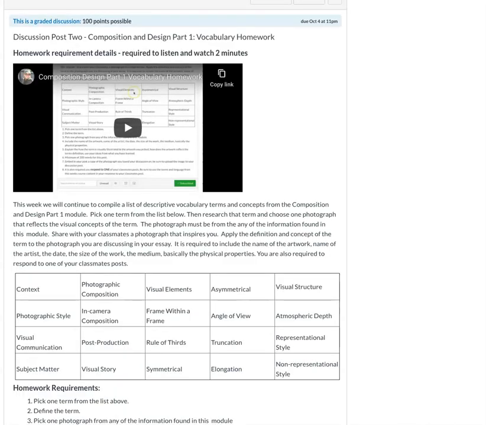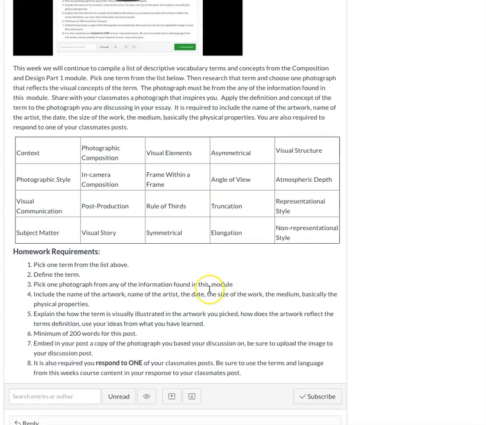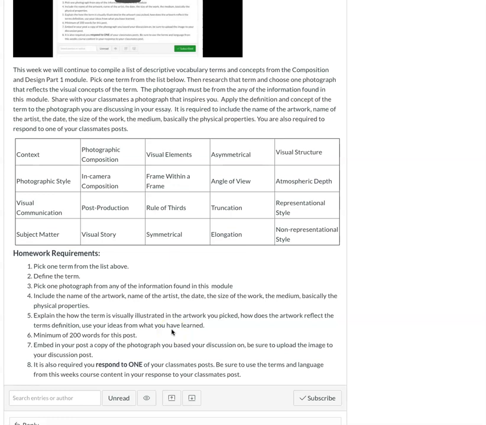And then finally the vocabulary homework for this part 1 of the composition and design learning unit. Again, there's a short video where I go over the requirements and the homework. It's also posted here.